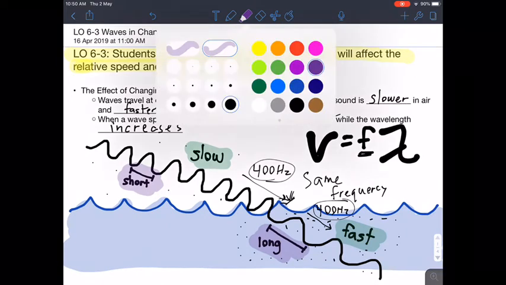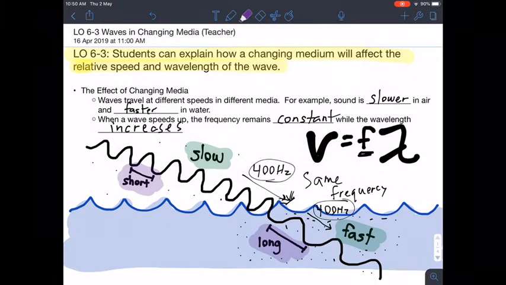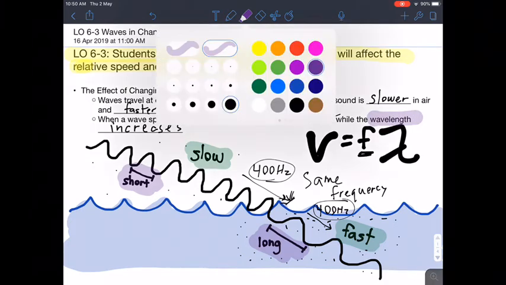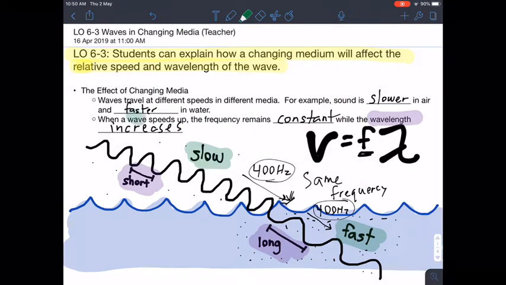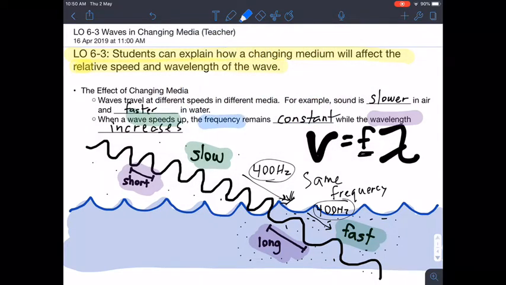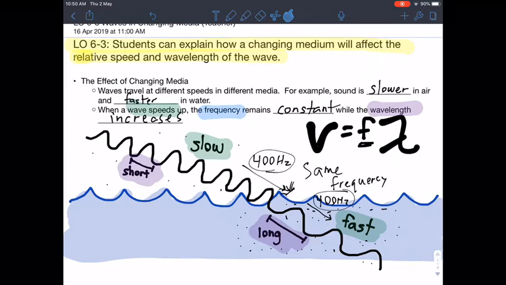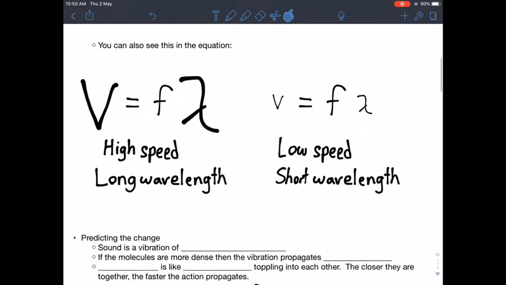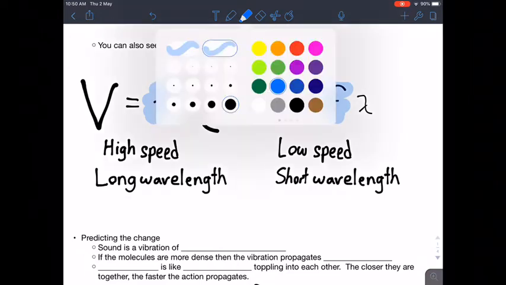All right, let's do just a little bit of highlighting here. So we're talking about the wavelength right there, which we're highlighting in purple today. We're talking about the wave speed right here, which we're highlighting in green, and then frequency is this sort of light blue color. All right, so frequency remains constant, wavelength increases. And again, we can see that right here in the equation. So like we said, in both of these situations, the frequency is the same.